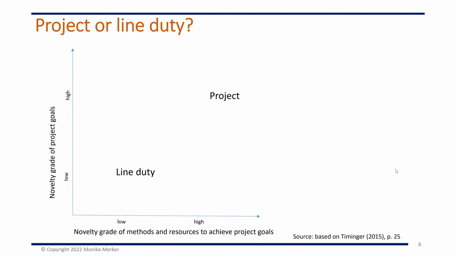Sometimes it will be difficult to differentiate between a project and a line task. Selling a package holiday would be a routine task for a tour operator, for example, whereas developing or integrating new travel components would be organized as a project. So within the company, you should be clear on whether you need a special project organization for the task or if it can be carried out as a line duty. In general, you could say that if the novelty grade of project goals and the methods and resources to achieve project goals are high, it is a project. If not, it could be carried out as a line duty.